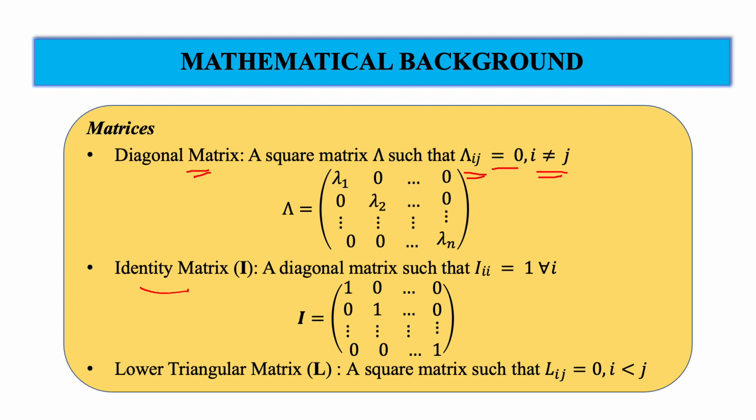Another definition is the lower triangular matrix. It is a square matrix where all the elements above the diagonal are 0, and below the main diagonal not all of them are 0. Such a matrix is called a lower triangular matrix. So the ij element of this matrix is 0 if i is less than j. That means all the elements above the diagonal are 0, which means these elements will be 0 in this matrix, and all other elements can be non-zero.